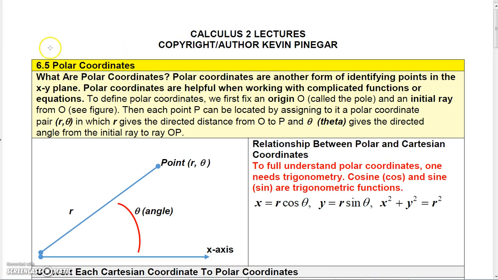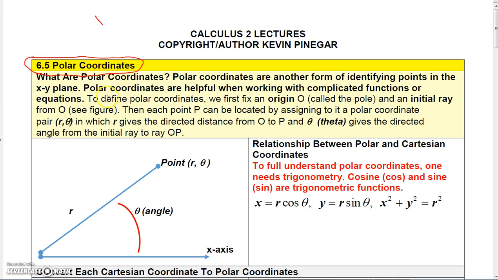Okay, in this section we're going to talk about polar coordinates. You may have experienced polar coordinates some time before, so this may not be new to you. But basically, polar coordinates are just another form of identifying points in the XY coordinate plane. Polar coordinates are actually helpful when you work with complicated functions or equations.